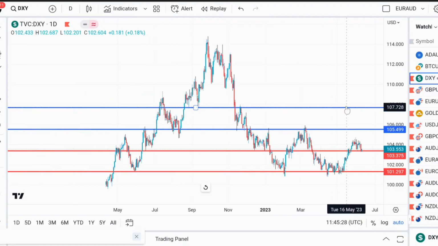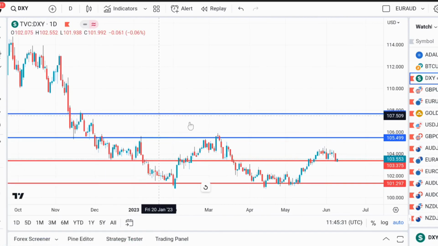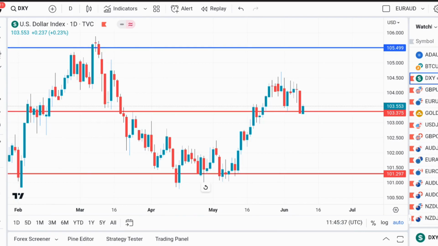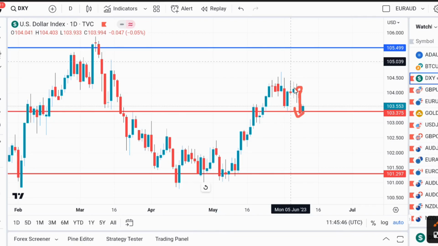What DXY is showing us right there is that we have the unemployment claims, which comes out lower than expected, and then the ISM manufacturing index, which comes lower than expected, which drags DXY back to this low at 103.375. So on Friday we have this move to the upside right there, which rejects this particular level.